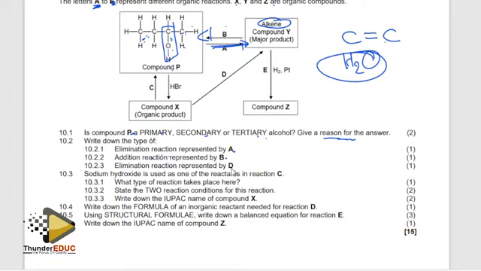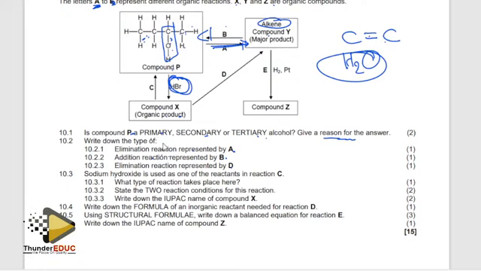Then they are saying that elimination reaction represented by D. Where is D? Elimination from this to this. So this is the alcohol. If I add hydrogen bromide here, it forms that. So what does it mean? It means that I've removed the hydrogen bromide here, and then I've formed this. So what reaction is that? It is dehydrohalogenation.